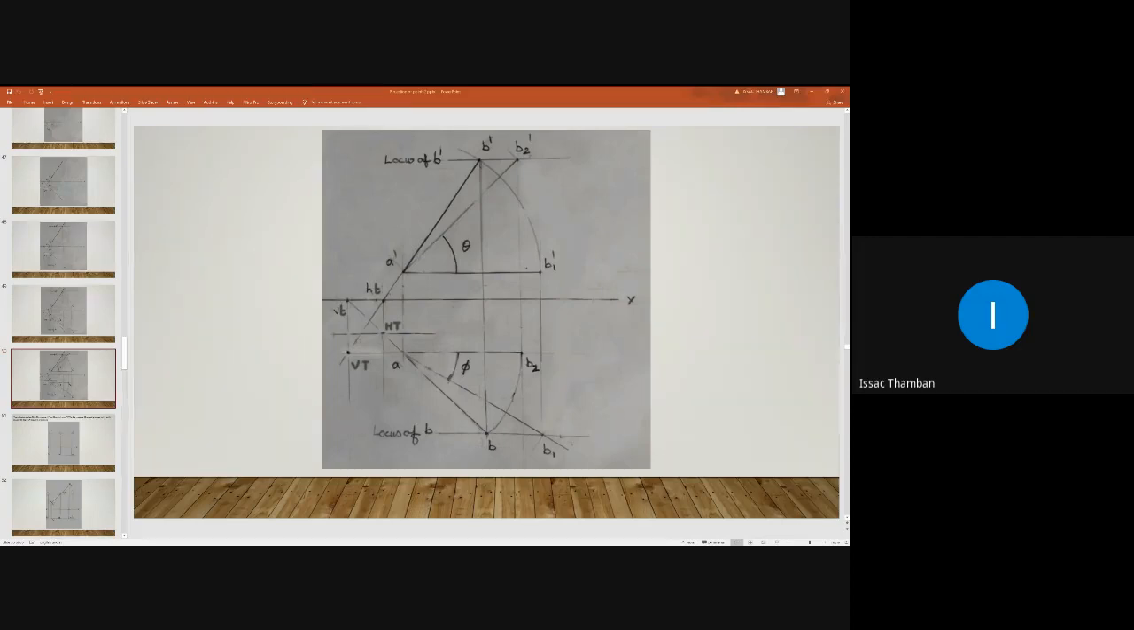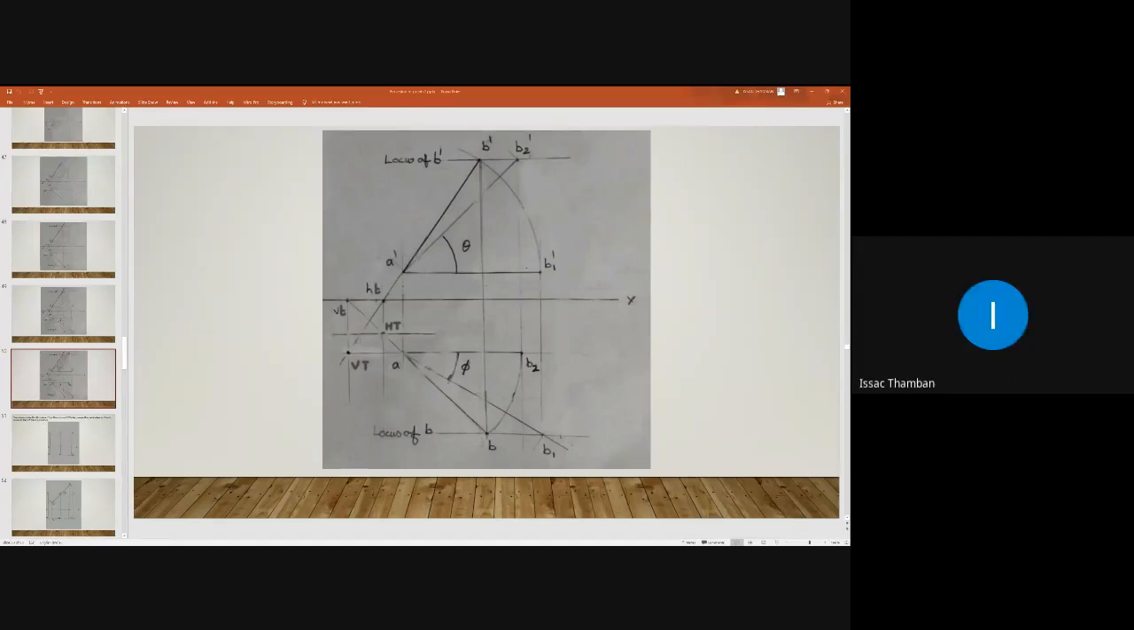Mr. Najmal, have you completed this? Yes, sir. What is the value of theta? 46 degrees. Okay. Namita and Peter, what is the value of theta? 52.